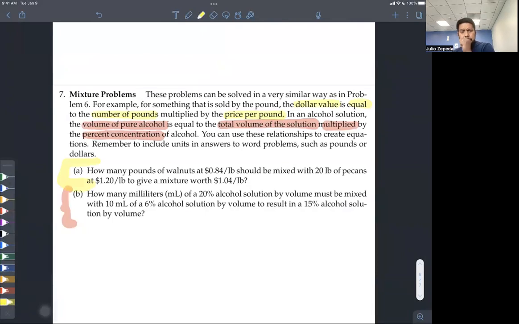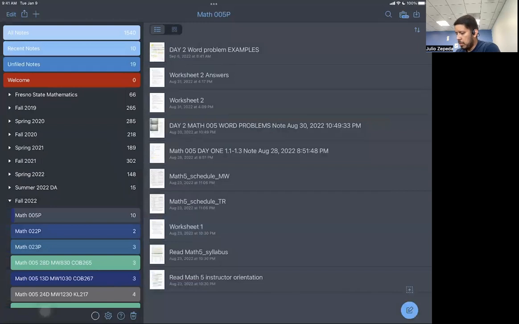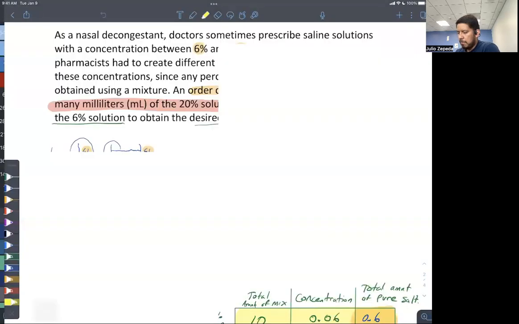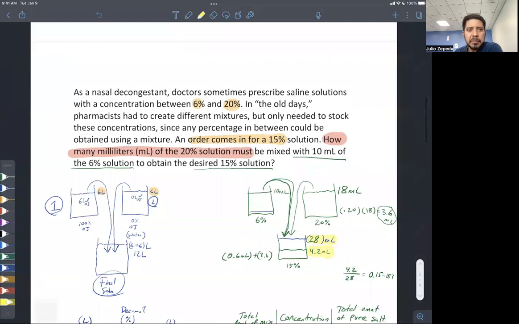All right, part B is very similar. Oh, actually, wait a minute. Yes, part B is actually very, very similar to the one that I did. Well, that's okay. That's funny. I found mine in the textbook for our class. I didn't see that it was that similar.